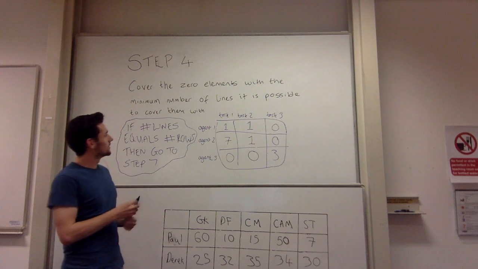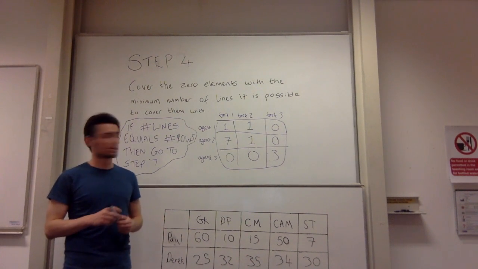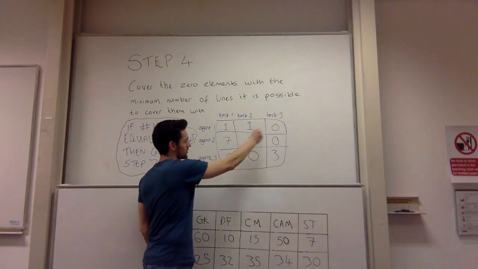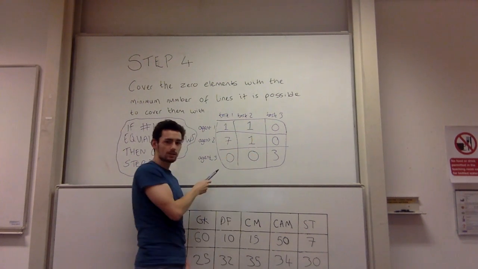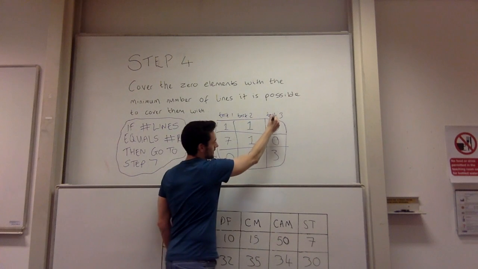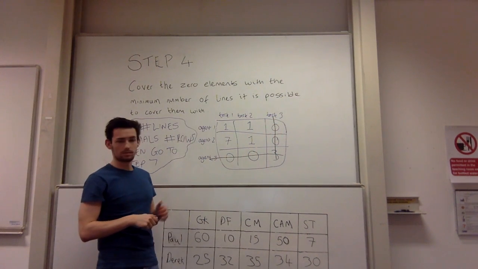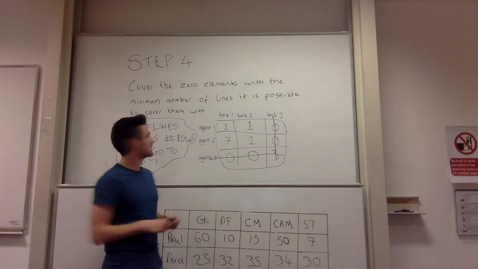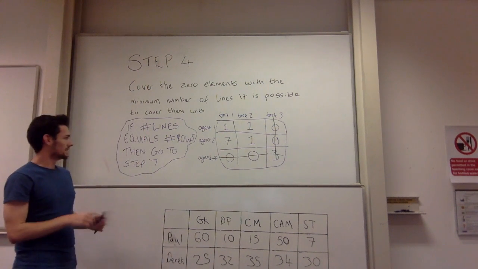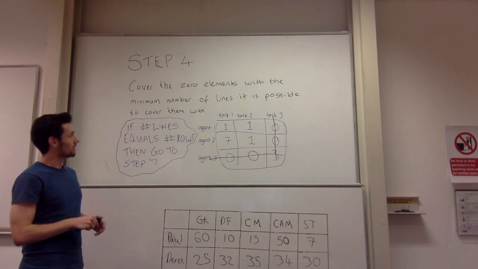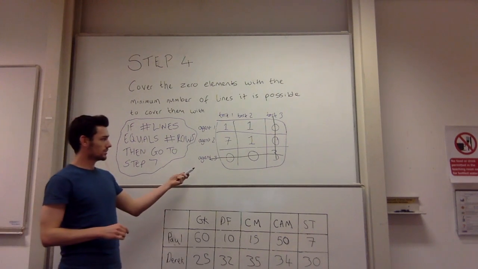For step 4, we have to cover the 0 elements with a minimum number of lines that it's possible to cover them with. So as you can see in this matrix, we could cover them with 3 lines, going this way, this way, this way. However, this is not the minimum. If we go down this column and across this row, we've used 2 lines and we're covering all the 0 elements. If the number of lines equals the number of rows, however not in this case, then you go straight to step 7. However, we'll have to go to step 5 as we've got 2 lines and 3 rows.